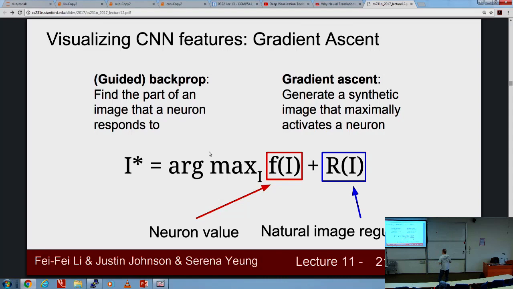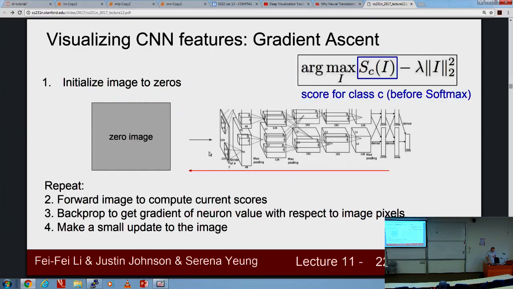So if we do that, we can construct some artificial images that represent what these neurons get excited about. Again, we initialize with a zero image. We go forward, computing all the current scores for the neurons. We do backprop to get the gradient of the neuron value with respect to image pixels. And we make a small update to the image, changing its pixels, also including this regularizer.